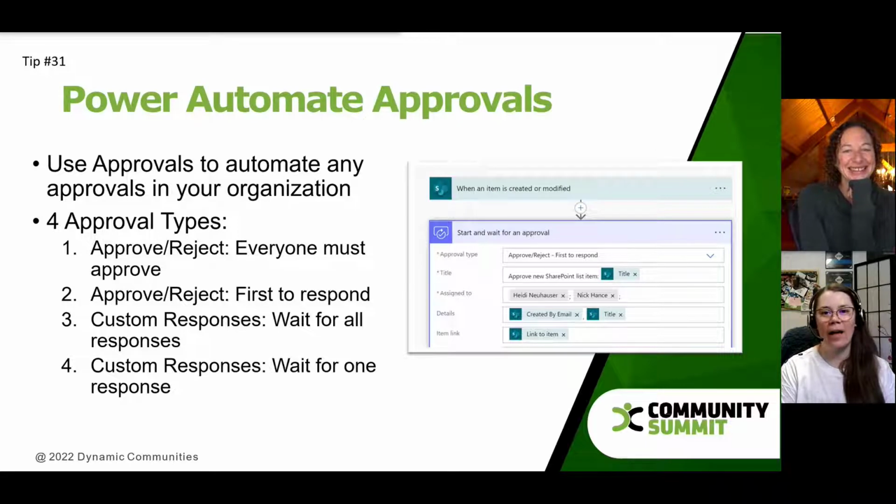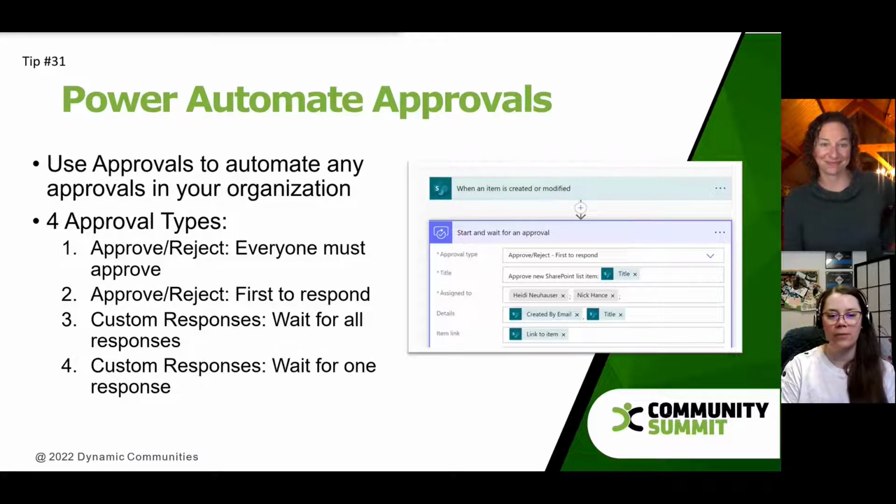And one of the cool connectors I can use within Power Automate is approvals. So we're going to talk a little bit about them on these next two slides. So approvals allow us to automate any approvals within your organization. So this doesn't have to be related to Dynamics or Dataverse, but it can be, which is really cool.